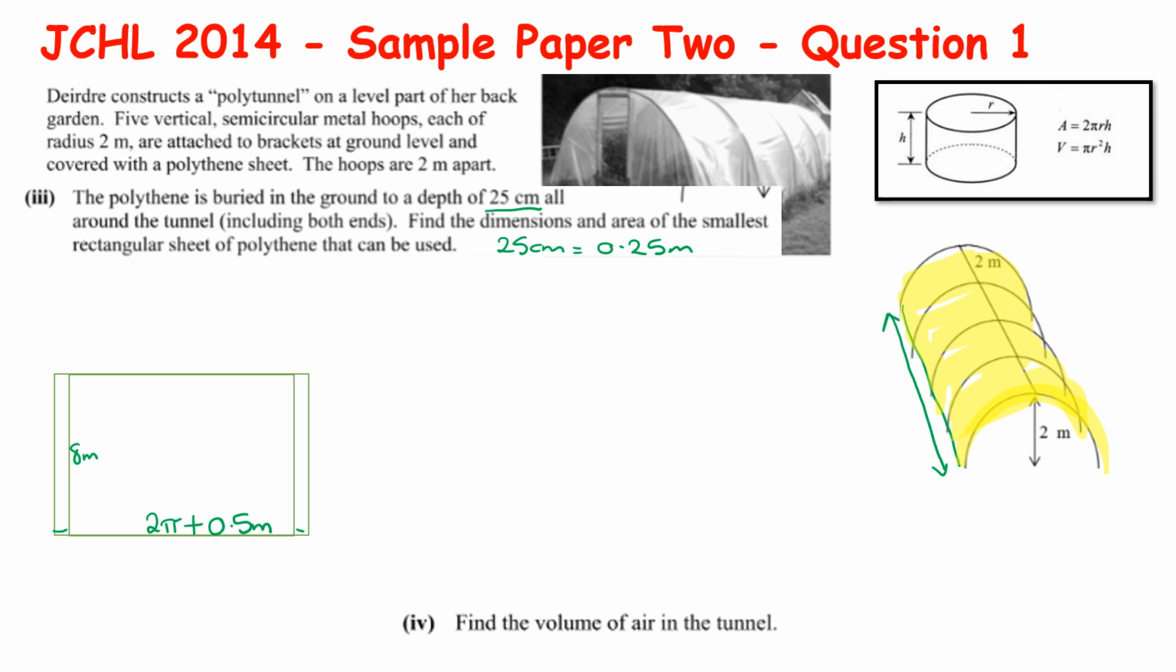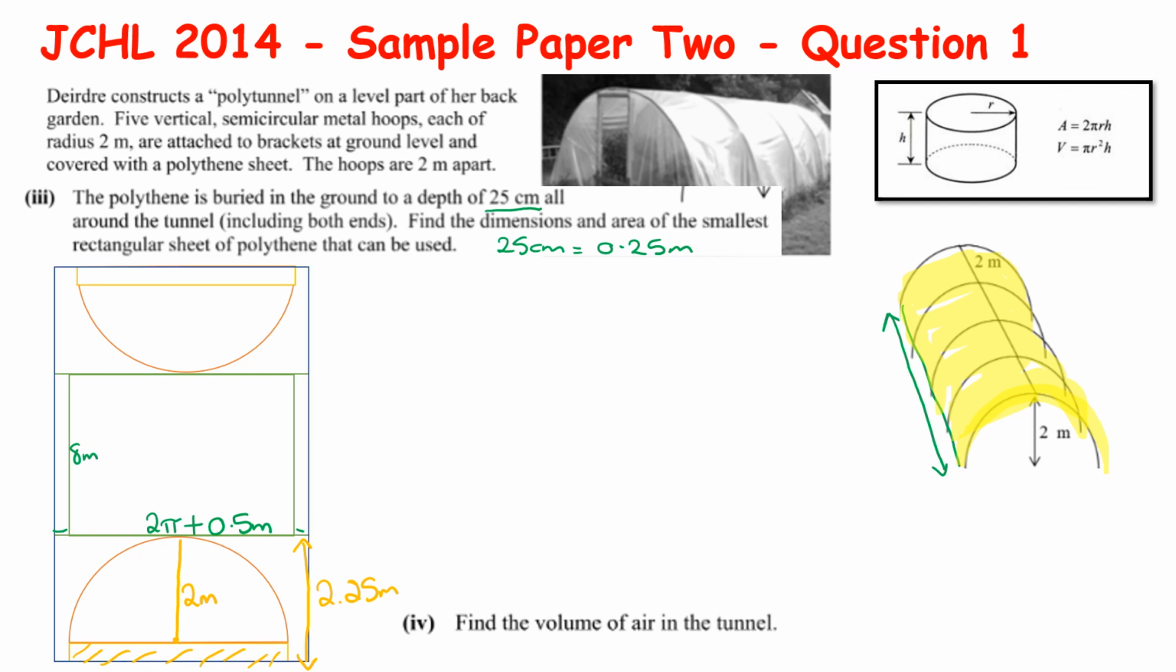So think of our front. It's a semicircle and then has an initial piece here. So we're going to need to add on to that piece of plastic an additional piece here. Now, in my semicircle, this is my radius and it is 2 meters. And then it has that additional 25 centimeters to go below the ground. So this is going to be 2.25 meters on this end. And we're going to do exactly the same up in this end. So this is going to have 2.25 meters as well.